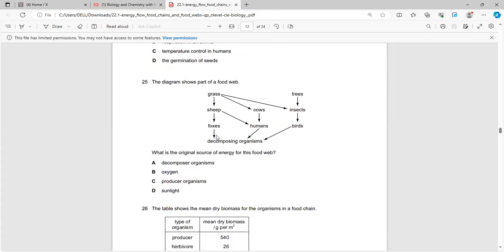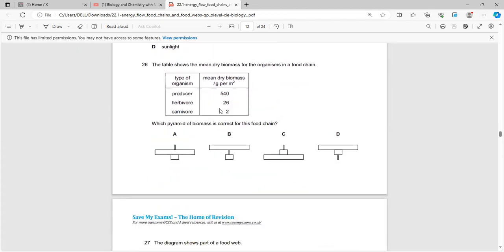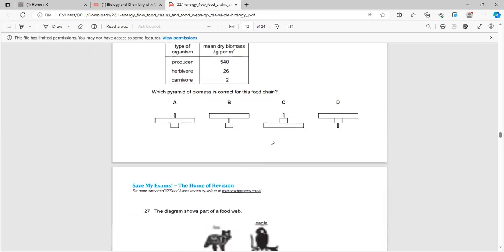Now, question 25. The questions keep repeating after you reach a specific set of questions, and you keep practicing about 20 to 25 questions. The essential concepts are repeated. So as you can see in question number 25, the original energy source is always the sun. For the pyramid of biomass for this food chain, the greatest width should be of the producer, followed by the herbivore, and lastly by the carnivore. This is best represented by option C.